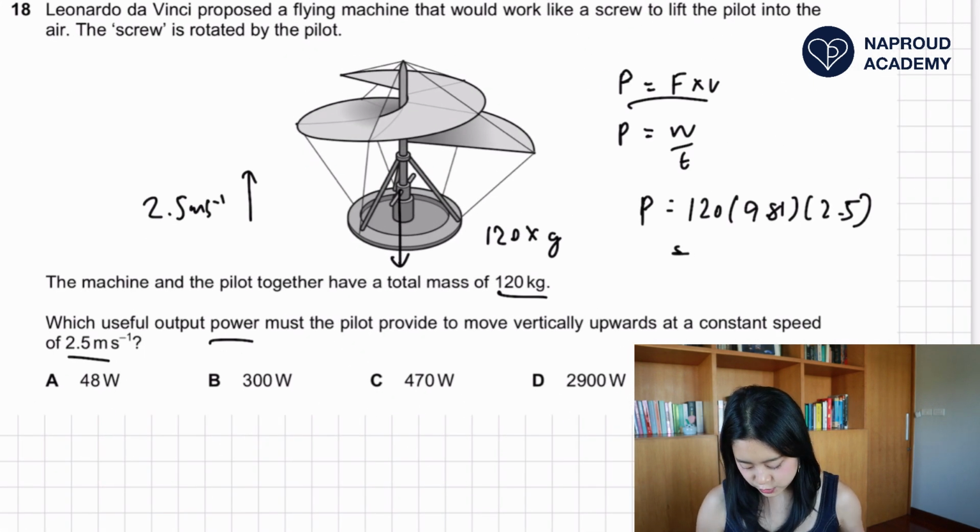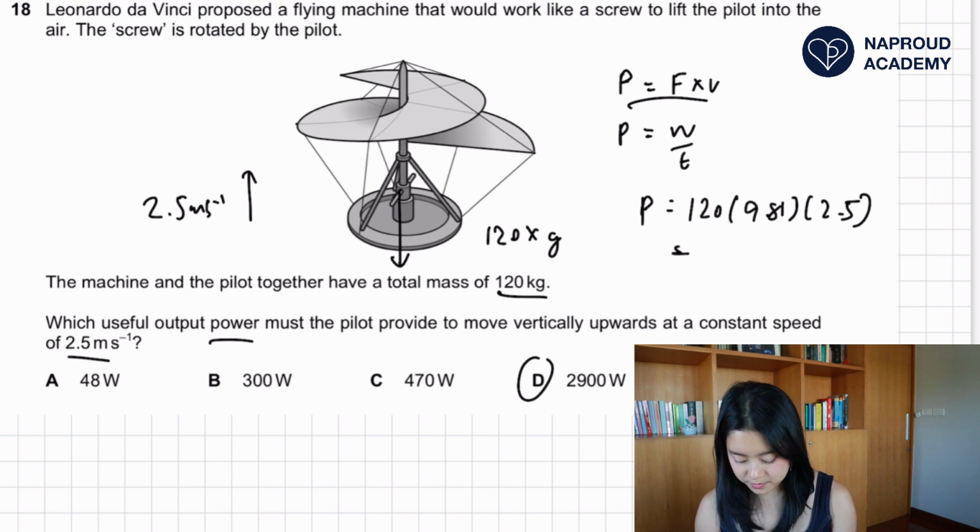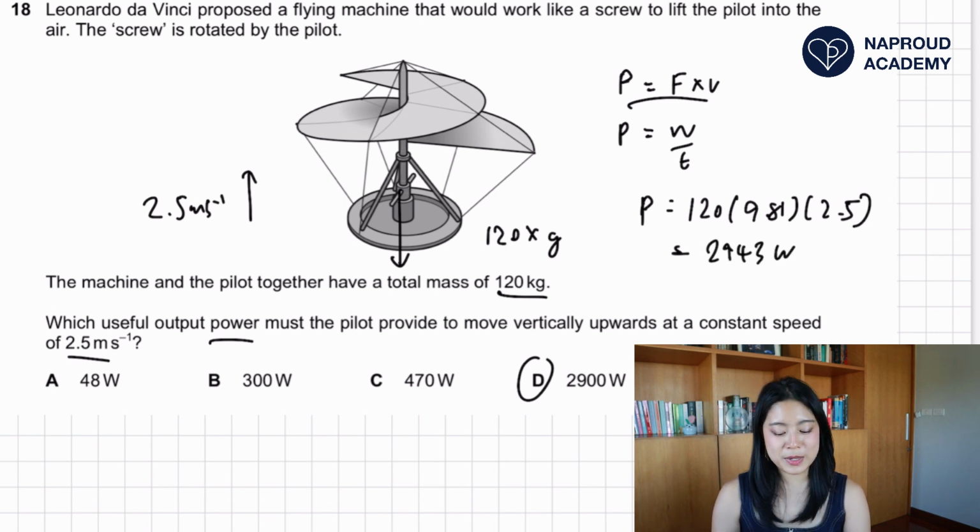it's about 1,200 times 2.5. So it should be the last one here, 2,900. Mental maths, I think. Let me check that quickly. Yes, 2,943. Very useful to know mental maths.